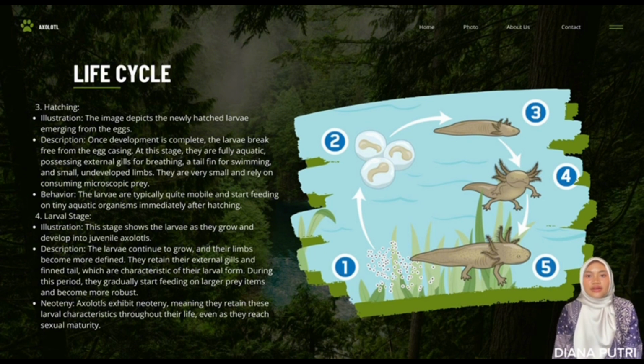Fourth step is larva stage. The stage shows the larvae as they grow and develop into juvenile axolotls. The larvae continue to grow and their limbs become more defined. They retain their external gills and fin tail, which are characteristic of their larval form. During this period, they gradually start feeding on larger prey and become more robust. Neoteny: axolotls exhibit neoteny, meaning they retain these larval characteristics throughout their life, even as they reach sexual maturity.